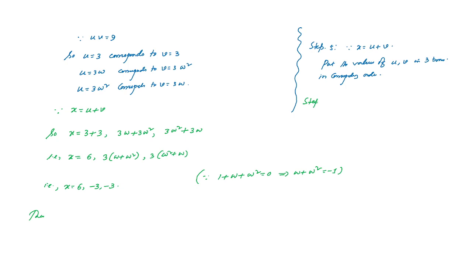So now step 6, you will write the answer. The solution is, you write the value of x. That will be your conclusion part. So now we come to the conclusion part. Thus, the solutions of the given cubic equation with the help of Cardan's method are 6, minus 3, minus 3.